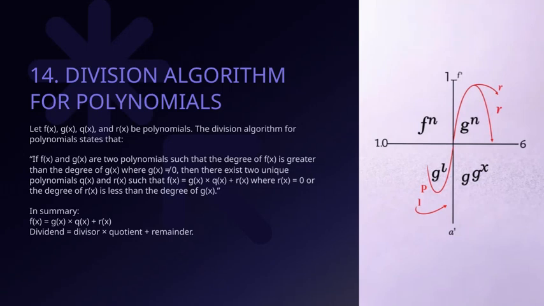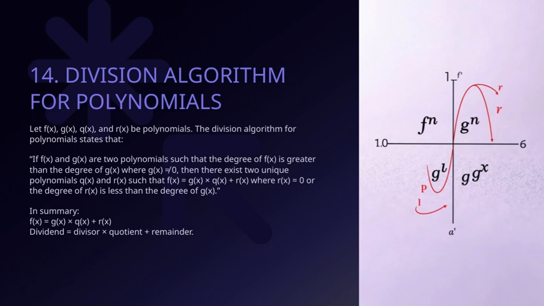In summary, the division of polynomials follows a pattern similar to basic arithmetic. When we divide a polynomial f(x) by another polynomial g(x), the result can be expressed as f(x) equals g(x) times a quotient q(x), plus a remainder r(x). This is similar to how we think of division with integers. Dividend equals divisor times quotient plus remainder.